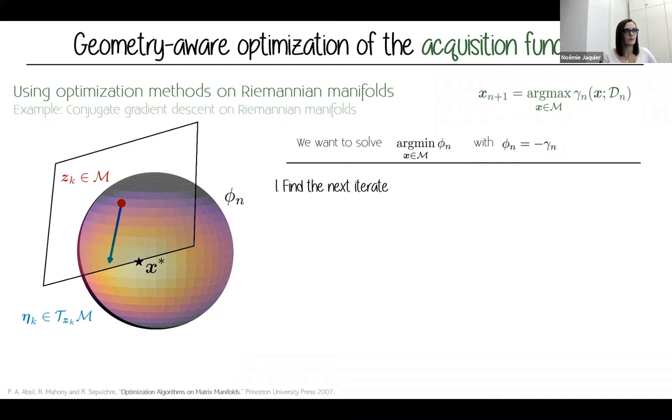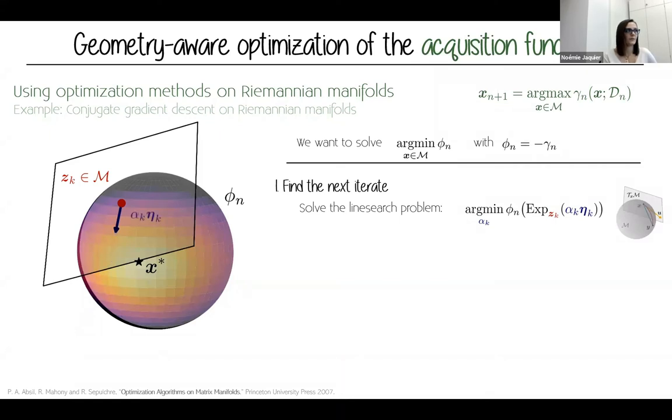To do this, you first solve a line search problem. This is similar to what you do in Euclidean space. But in that case, your line search problem is defined on the tangent space of your iterate. You find this alpha k, which gives you how far along your search direction you have to go to get your next iterate. Because we are still on the tangent space, we need to project this onto the manifold by using the exponential map that I showed you before in order to get our next iterate.